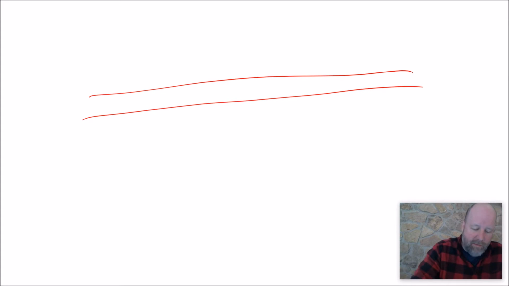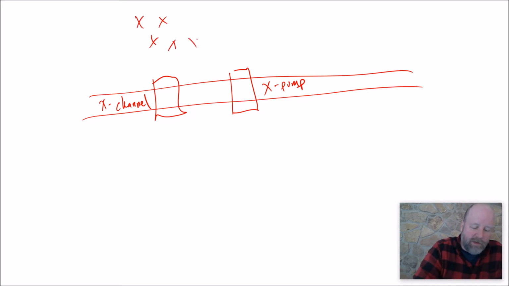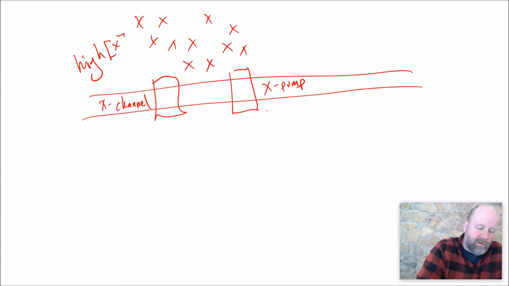So here's my membrane. Let's say this is a channel and this is a pump, and this is the X pump. It handles ion X. And this is the X channel. It handles the X ion also. So let's say I've got a whole bunch of X out here, a very high concentration of X. Remember, the brackets just mean concentration. And then here I have very little X, so this is a low concentration of X.